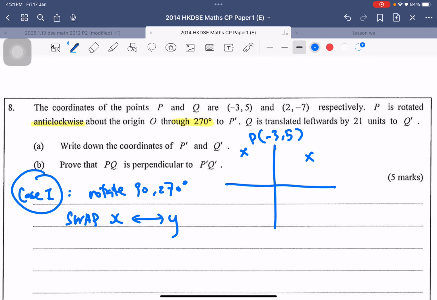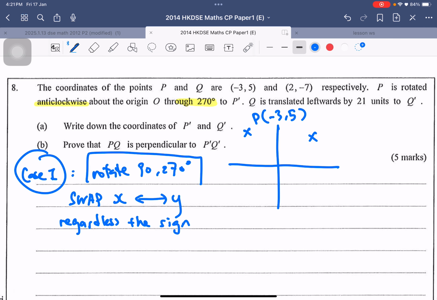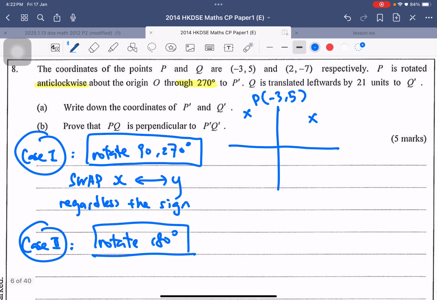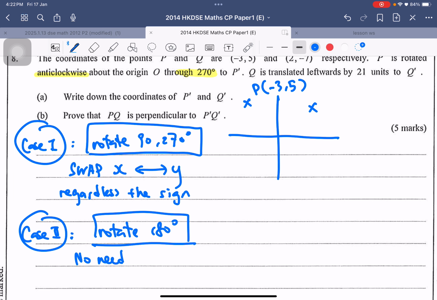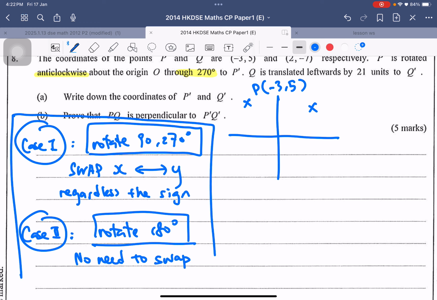So you need to swap the x and y, regardless of the sign. That's case 1. When it is rotate 90 or 270, you swap the x and y coordinates directly, and then regardless of the sign. And then case 2: it's rotate 180 degrees. That's the easy case. So no need to swap. So that's the first step. And then what's the second step?